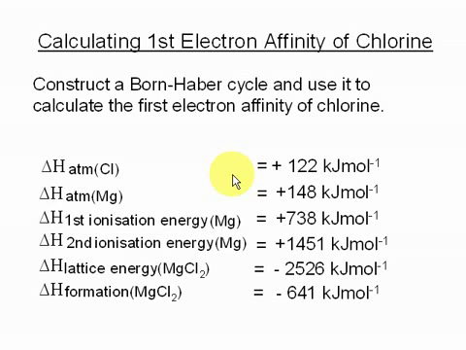This is about calculating the first electron affinity of chlorine, and it says construct a Born-Haber cycle and use it to calculate the first electron affinity of chlorine. And in this question, the data which you've been given is first of all the atomization energy of chlorine, then the atomization energy of magnesium, the first and second ionization energies of magnesium, the lattice energy of magnesium chloride, and the formation enthalpy of magnesium chloride.